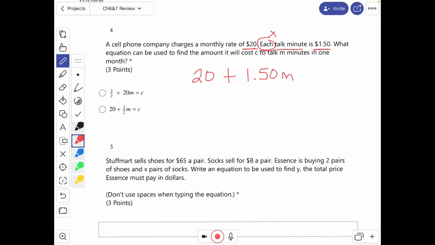Well, they didn't write it as a decimal, they wrote it as a fraction. So 1.50 is the same as 3 over 2. So which one of those answer choices matches what I just wrote down? Look for the one that's multiplying 3 over 2 times m. Because this one is multiplying 20 times m. So the correct answer is that one.